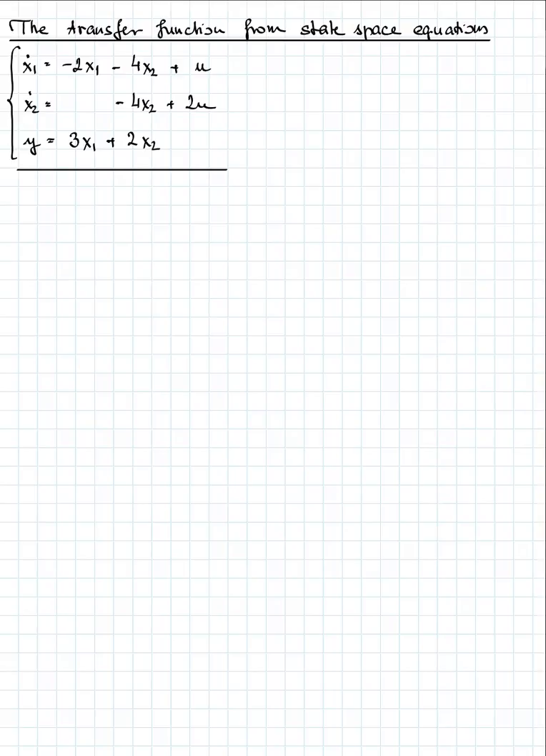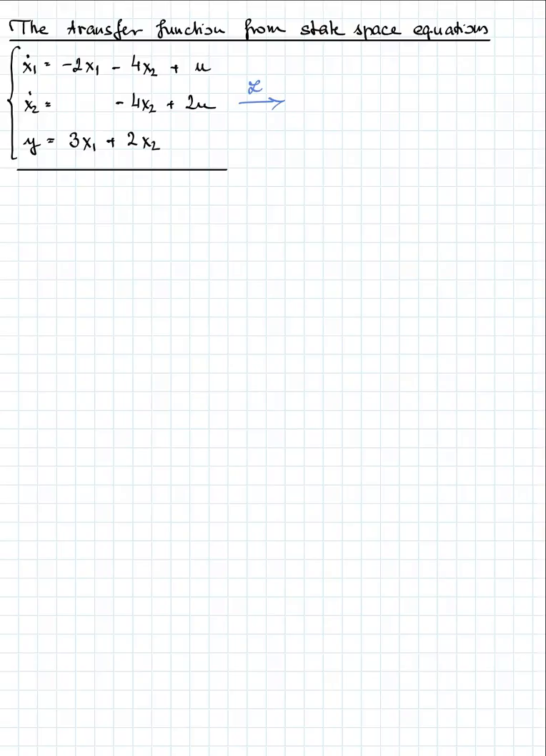In the last lecture, we could see that the transfer function can be obtained from the impulse response function. Now, I would like to show you another way when we have the state space equations of a system and we would like to get the transfer function. It's easy to show you through an example, and this is the state space representation of a problem. First we have to derive the Laplace transform of these equations.